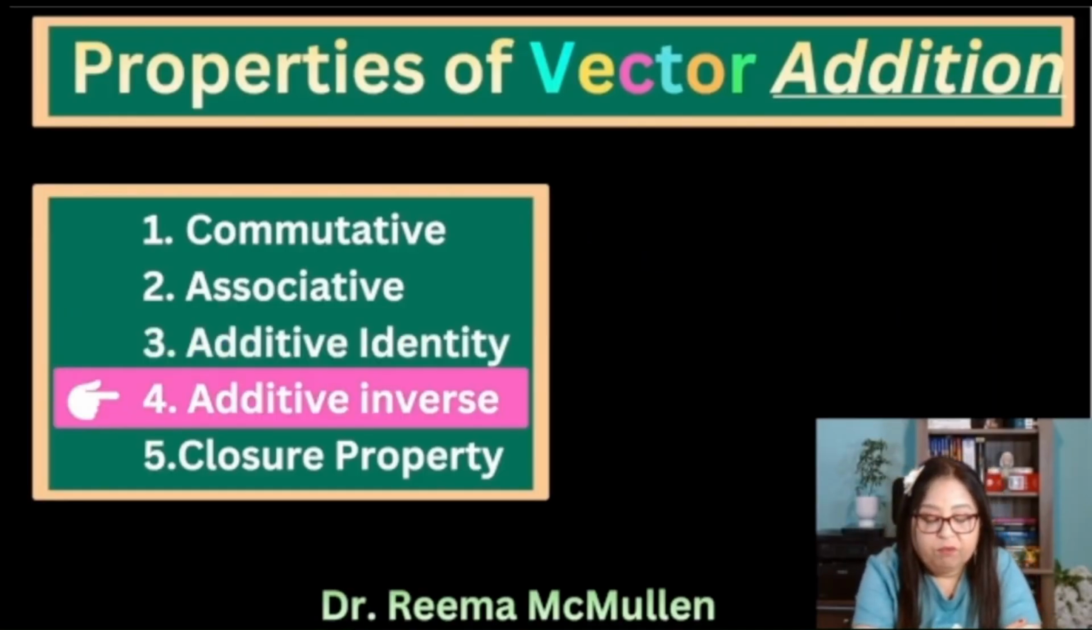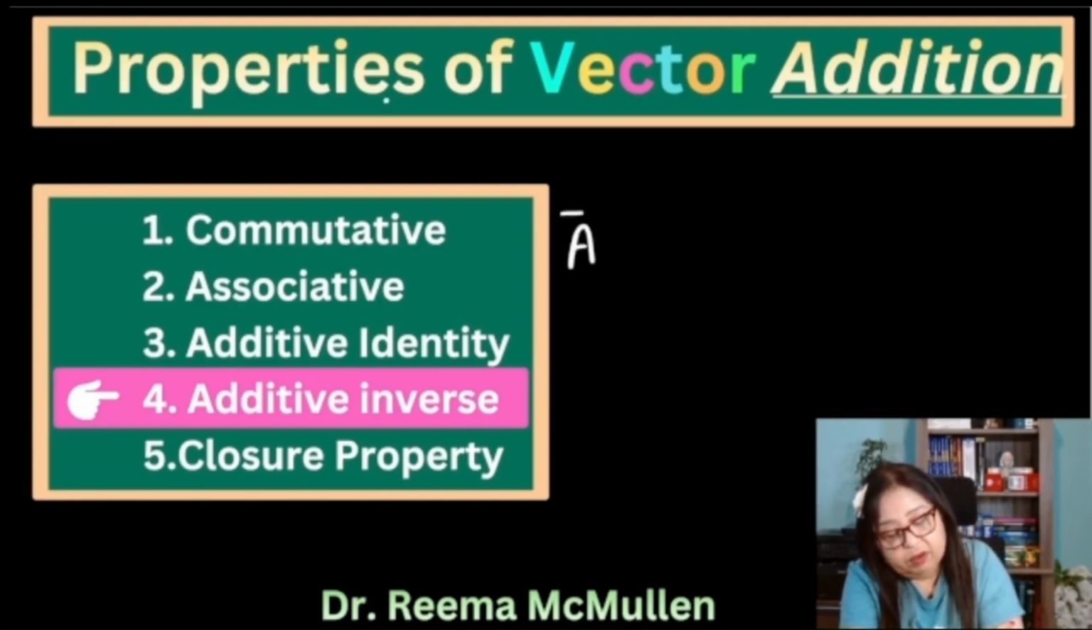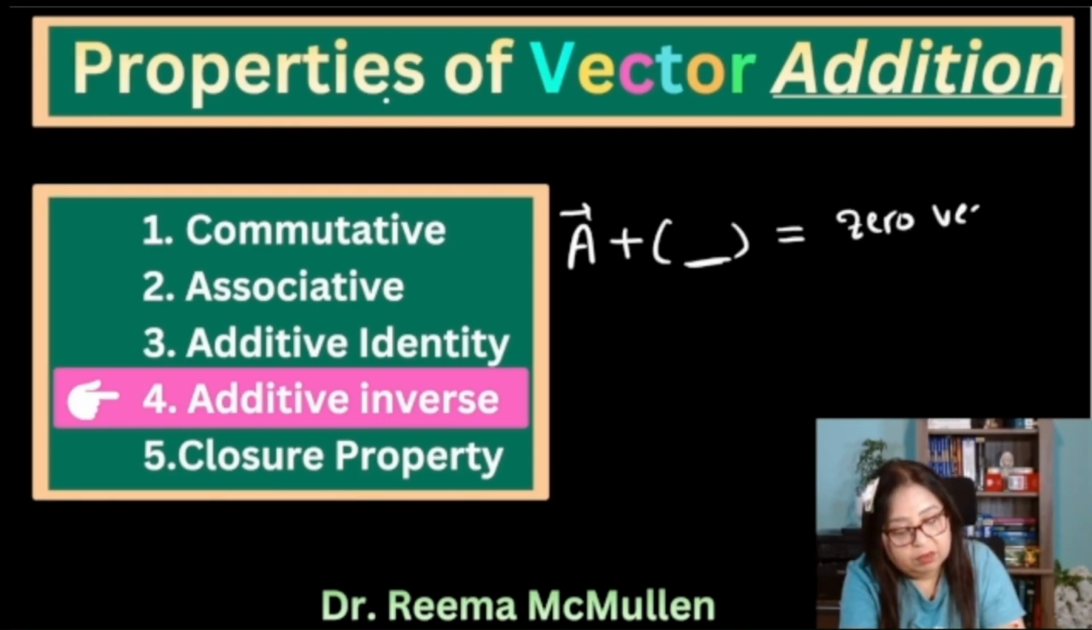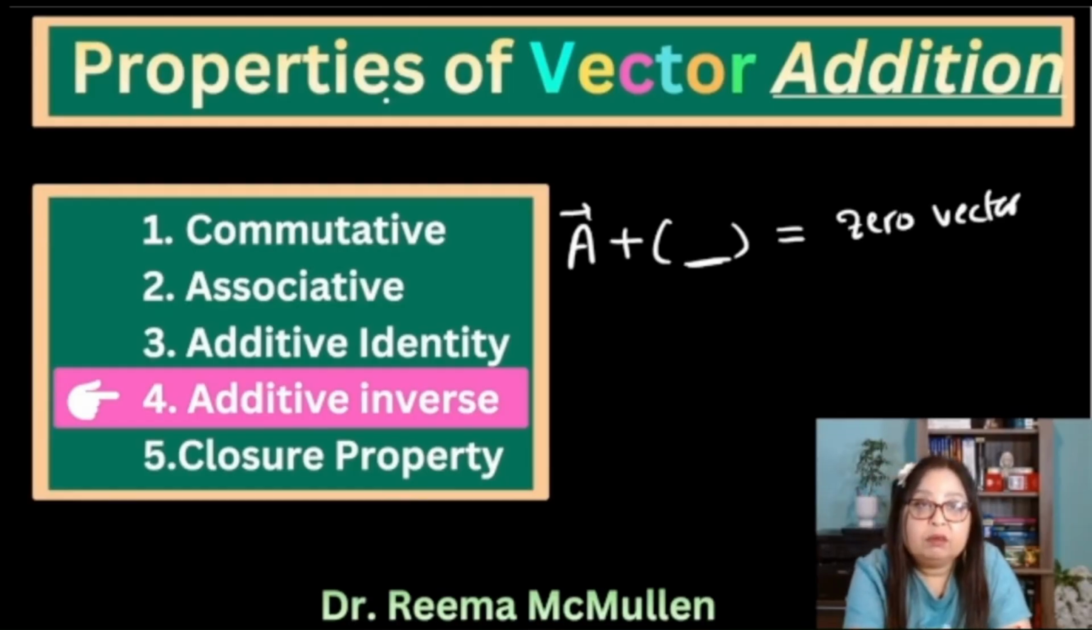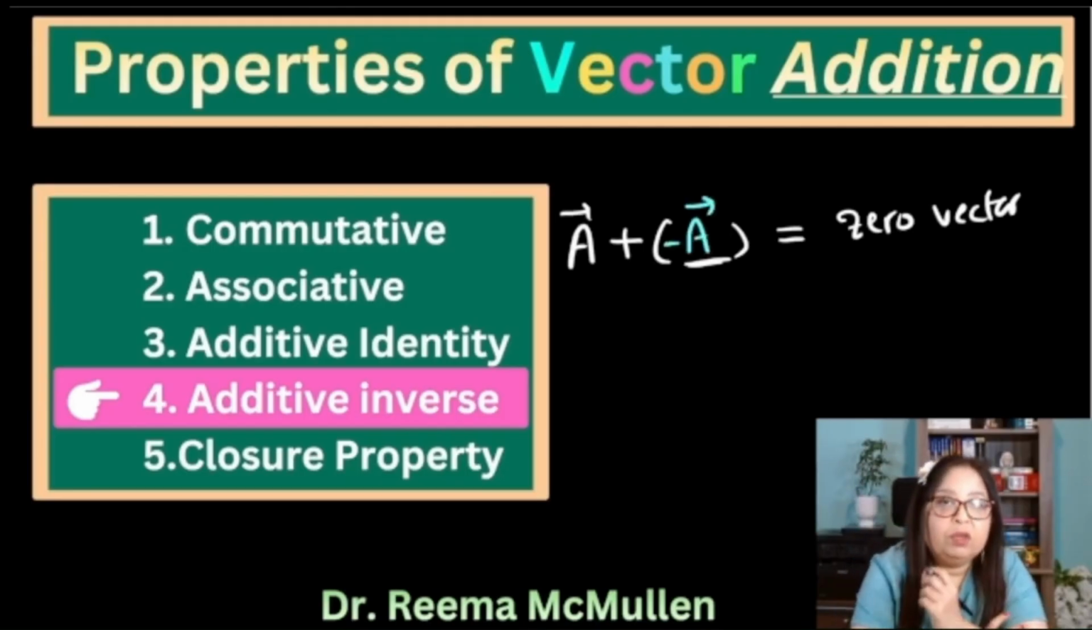Moving on, additive inverse. That means for every vector, there is a vector that when added to it gives a zero vector. So what can you add to a vector such that the result is a zero vector? Of course, negative vector. So the negative vector of a vector is its additive inverse.